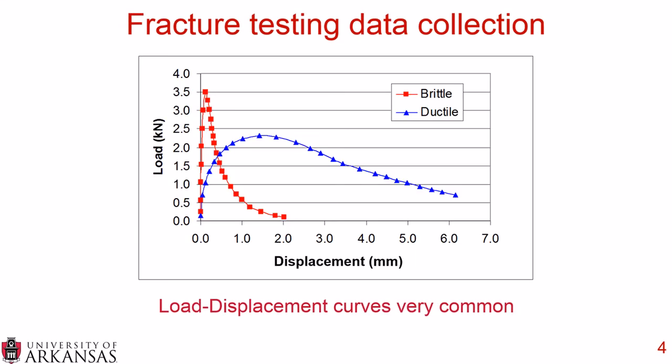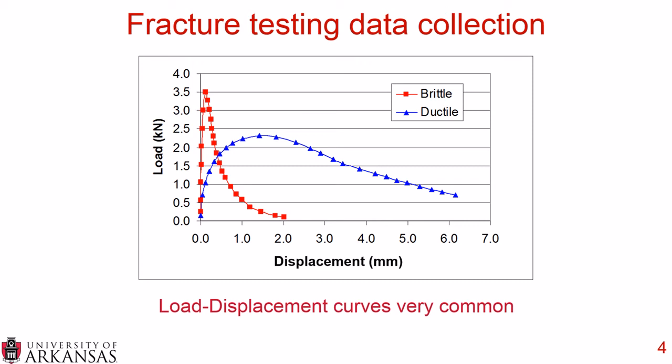When we look at collecting data during fracture testing, we're usually collecting a load and a displacement, and this displacement can either be a load line displacement, which is essentially the vertical displacement during the test, or it can be a crack mouth opening displacement, so how much the mouth of the crack is opening, or it could even be a crack tip opening displacement. But regardless, you have some sort of load versus displacement, and you can measure these curves.